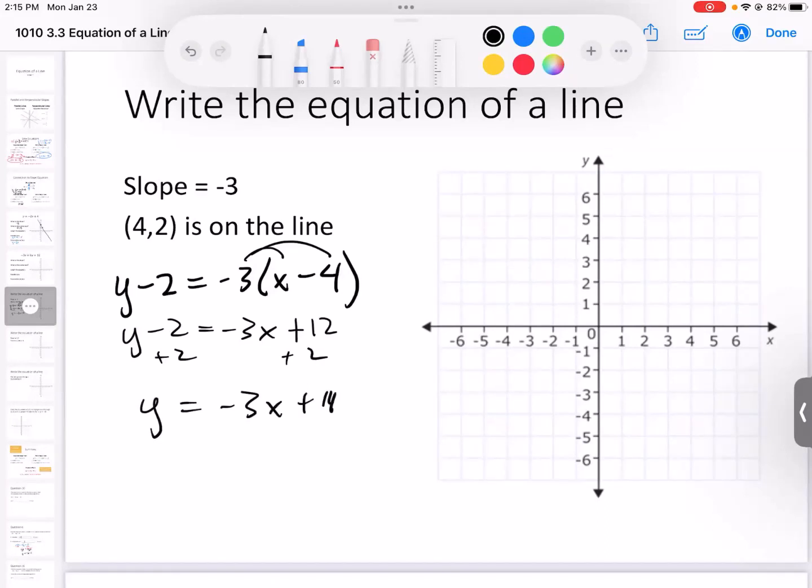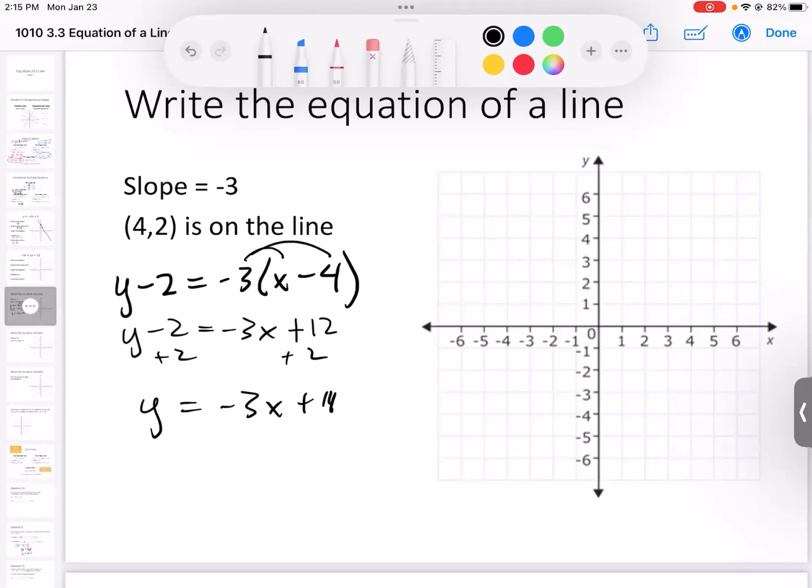So again, this equation and this equation graph the same line. They're both equations of the exact same line. They're just in different forms. So on your homework, pay attention to what form they're asking for. And then if they had asked for standard form, you would go through all the same steps, but you would add 3x over to this side, so the x and y would be on the same side.